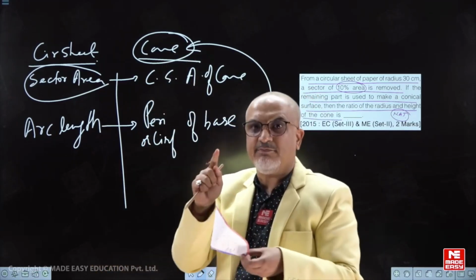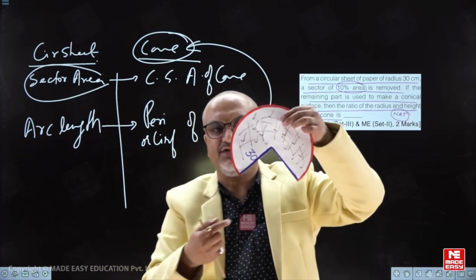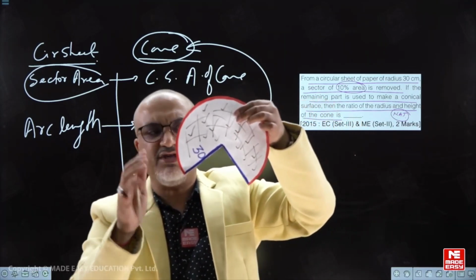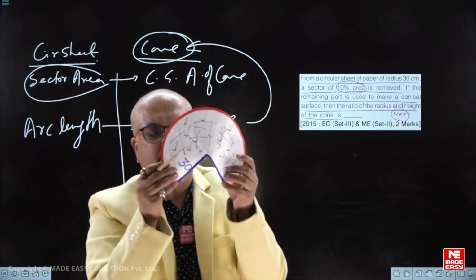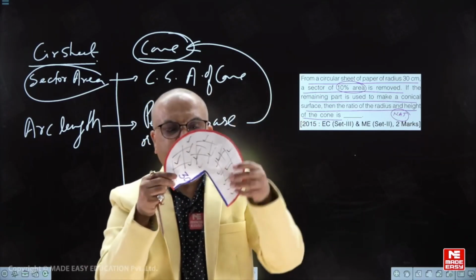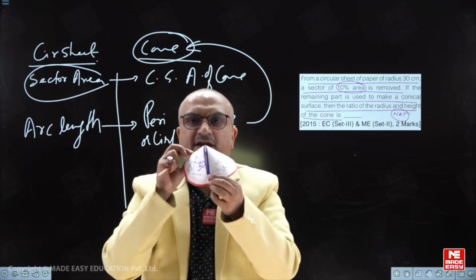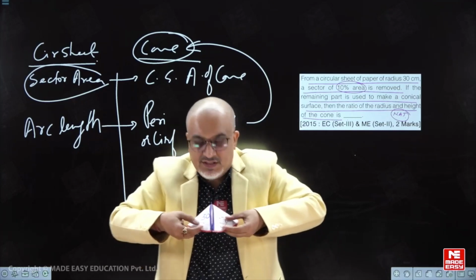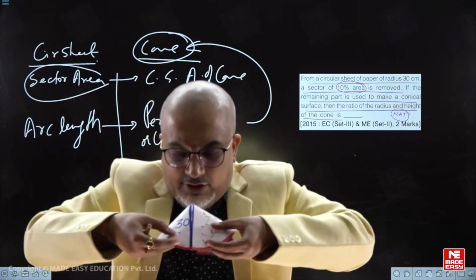And the third important point: this radius of the circular sheet, where I have written 30 for explanation, you can also write it as R. This radius of the circular sheet, the blue line, will make for what? It will make the slant height of the cone. You can see here, this blue line will make the slant height of the cone.